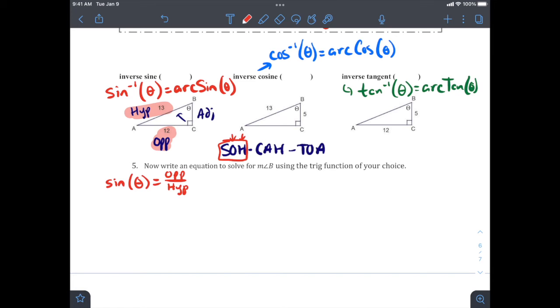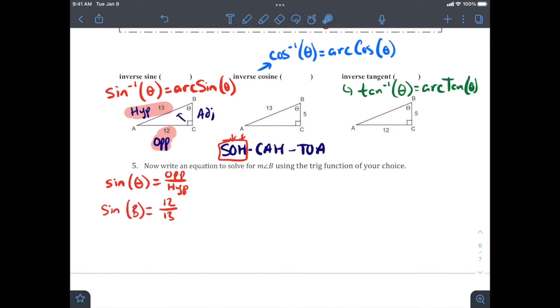And so if we plug in what we've got here, we know that our theta here is the angle B. So we can say that sine of our angle B has to equal the opposite, which is 12, divided by the hypotenuse, which is 13, so 12 over 13. Now, I want to find angle B. That's the goal here. I want to get this B by itself, but this sine operation is doing something to it.